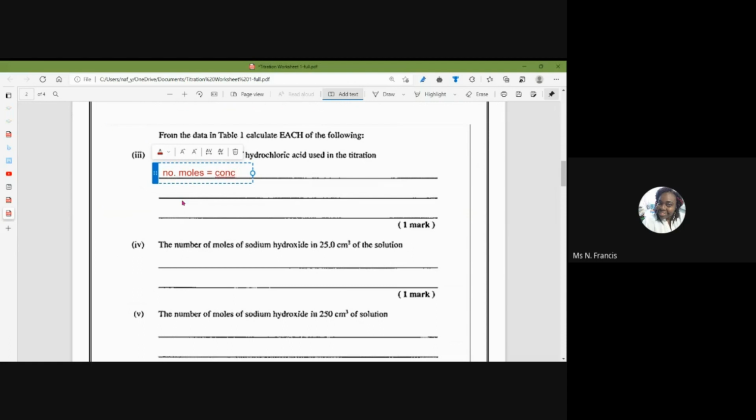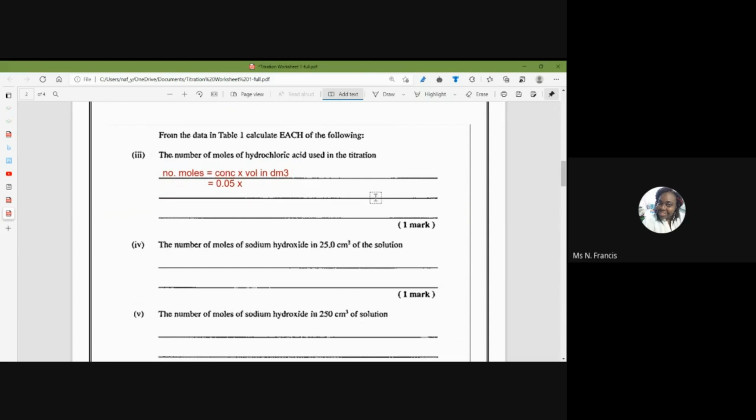How do we find the number of moles? Concentration times volume. Now, is it just volume, or we have to put it in a certain unit? DM cube. Volume in dm cube? Excellent. All right, so let's go. What's our concentration of our acid? It is 0.05, and we are multiplying that by the volume of the acid.